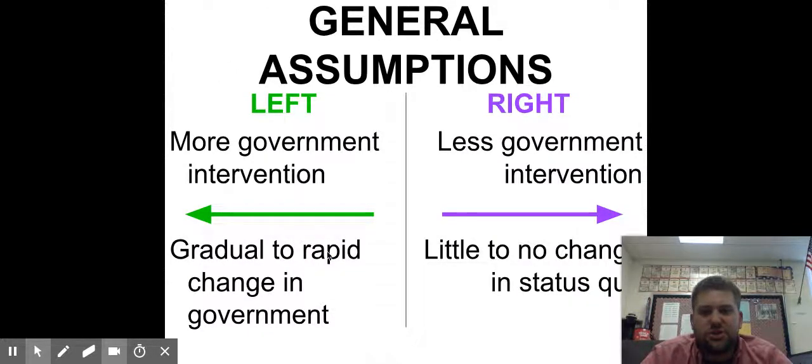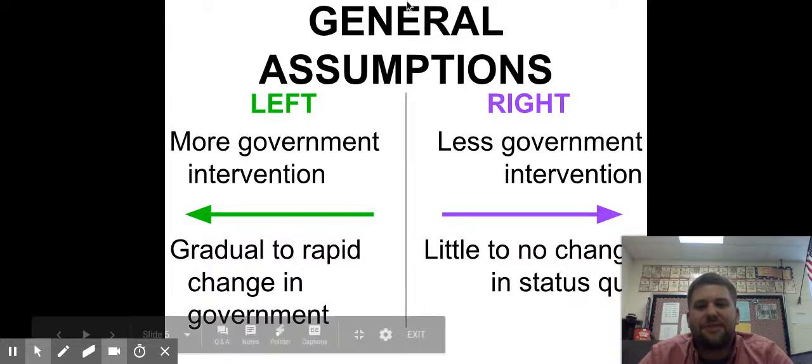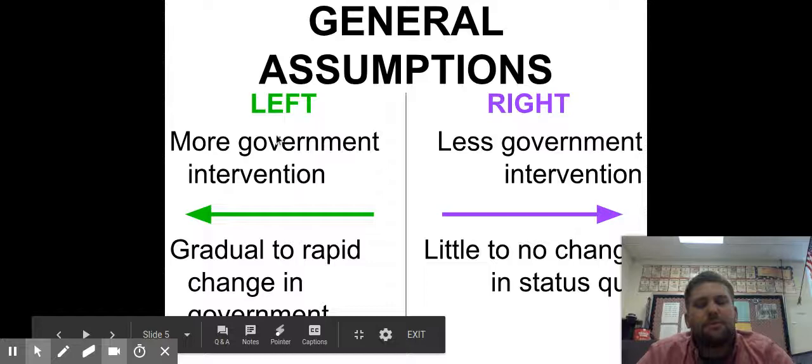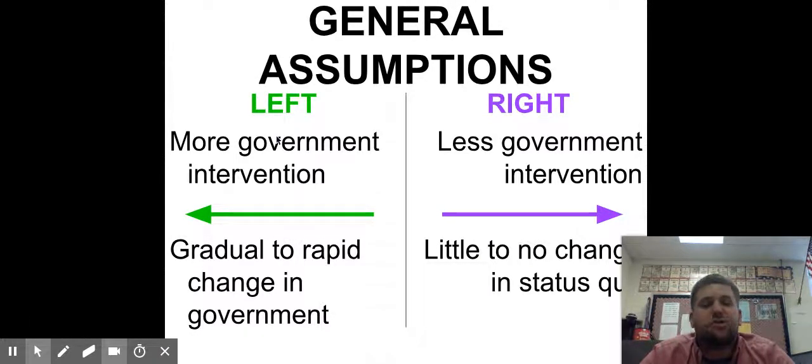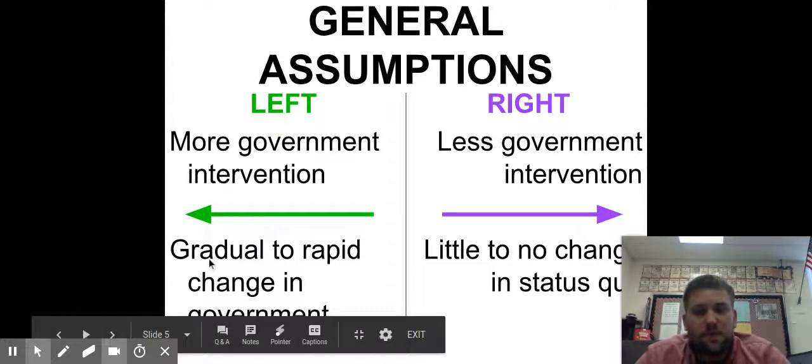So what are some general assumptions when we look at the political spectrum? A few big things. If you are more on the left side of the political spectrum, you're going to think that government should be more involved, that they should intervene in the private business of businesses and the economy and individuals. And they think that this should actually happen fairly quickly. Now, depending on how far left you are, that may be a gradual thing. But if you're even further left, if you're way over to that arrow side of the left, you might want some change and you want change now.